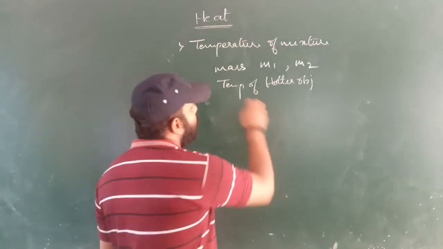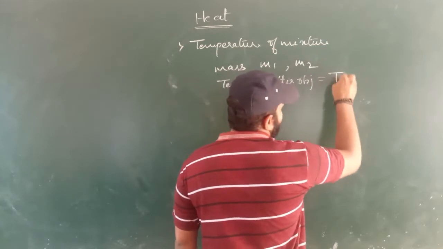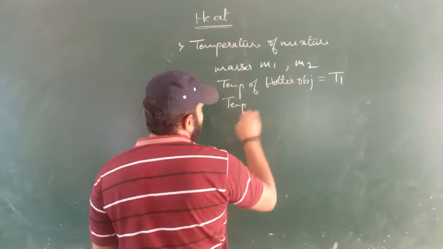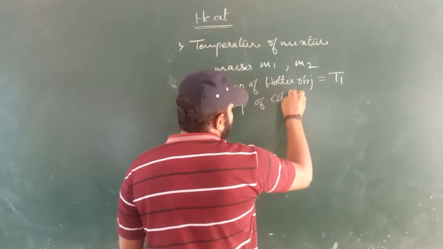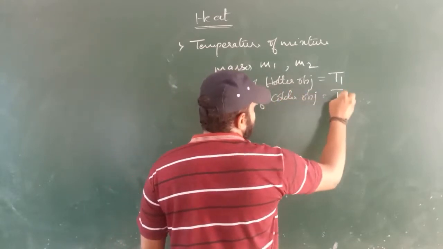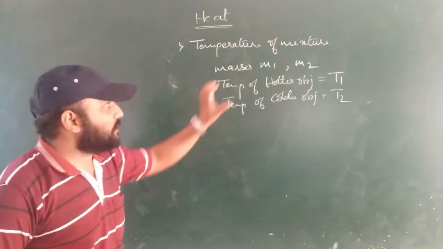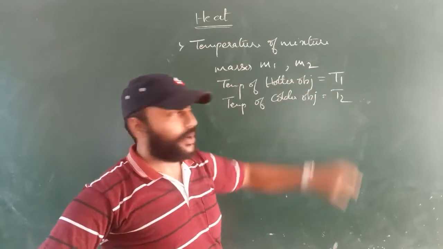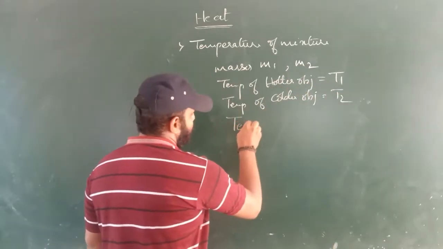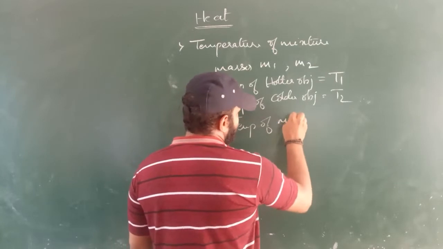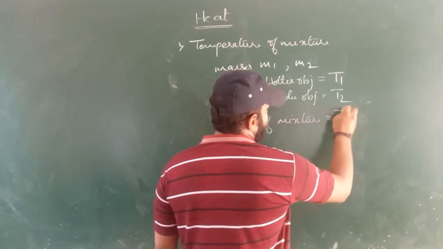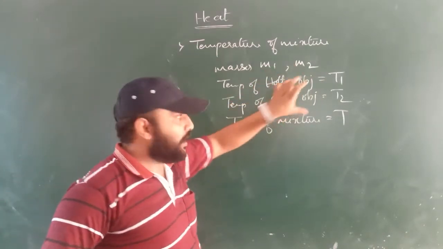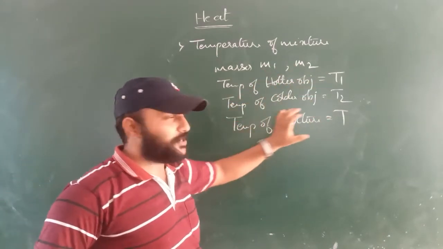Now here what I will do? The temperature of the hotter object I will take as T1, and the temperature of the colder object I will take as T2. So the masses are M1 and M2, the temperature of the hotter object is T1, the temperature of the colder object is T2, and the temperature of the mixture I will take as T.